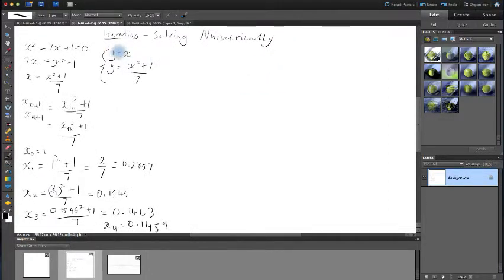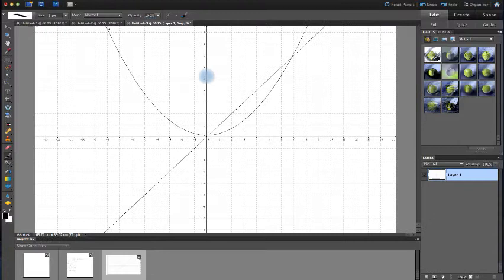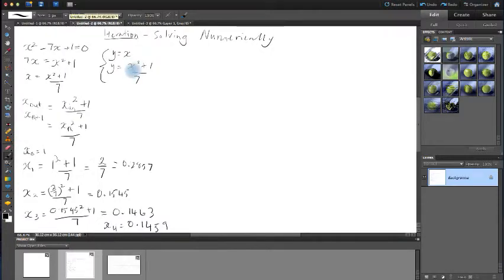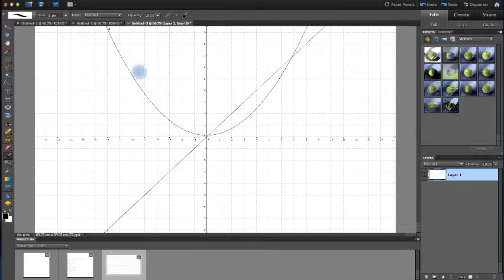Okay, so I'm going to plot these two things on a set of axes, and I've just done that over here. So I've got y equals x. There it is. This straight line here is y equals x, and I've also got this parabola, which is equivalent to (x squared plus 1) all divided by 7, and there you go. It takes that parabola there.